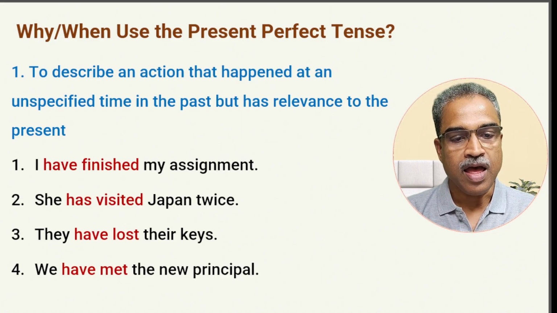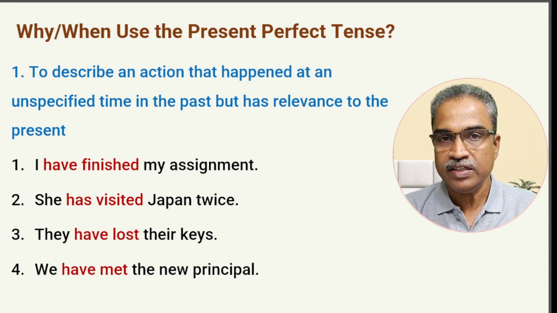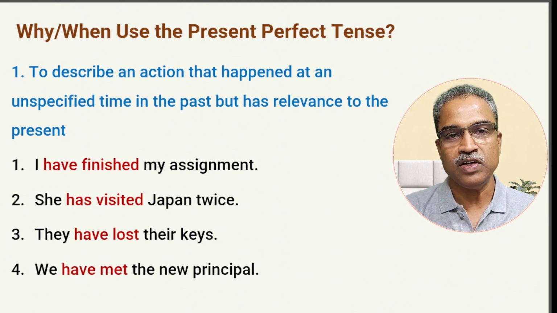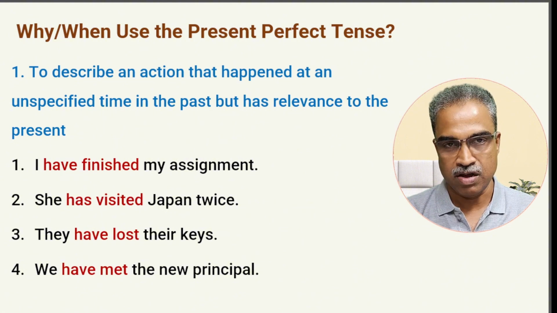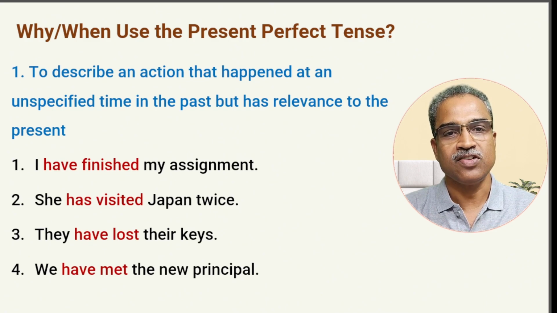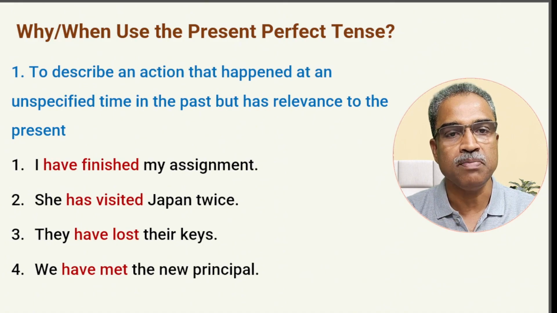So for example, I have finished my assignment. Say I completed it maybe right now, just now, or else in the past, sometime back. But whatever I am speaking about, completing my assignment, it has relevance now. So when I say I have completed my assignment, it means not simply that I completed it in the past and finished it off, but it extends to the present. It is relevant to the present.